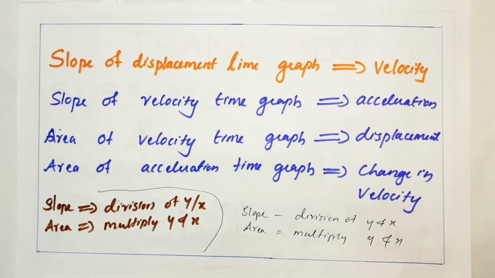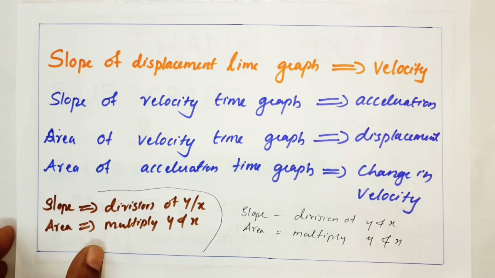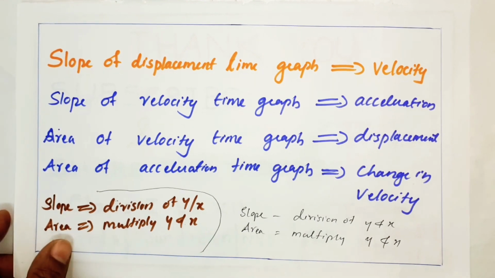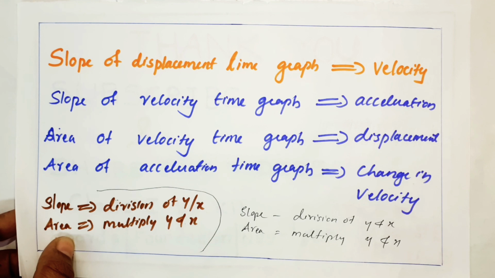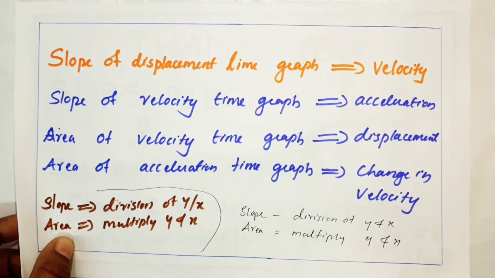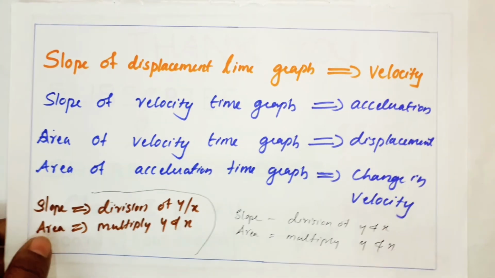So I hope you all understood what I meant. For the displacement time graph, velocity time graph, and acceleration time graph, we are calculating slope and area. From this we understood that we can calculate even velocity and acceleration from a graph. We can calculate the displacement also from a graph.